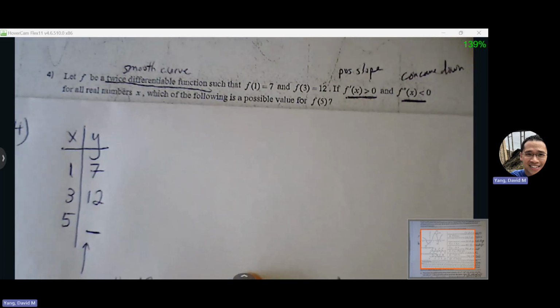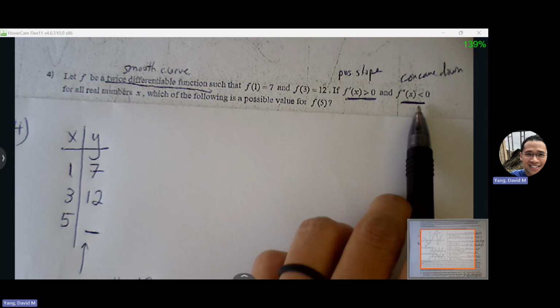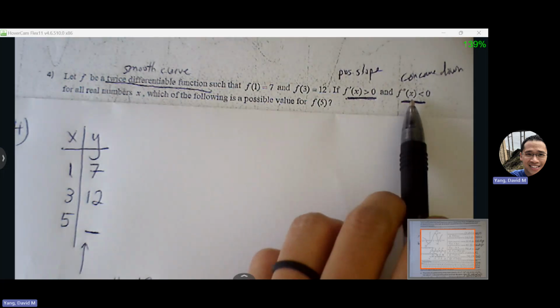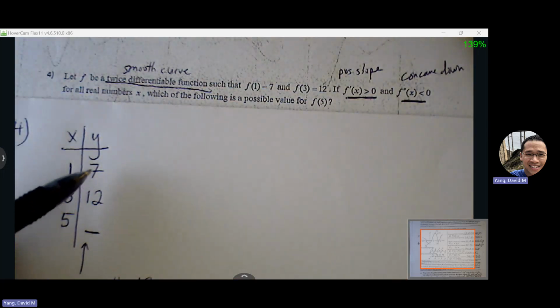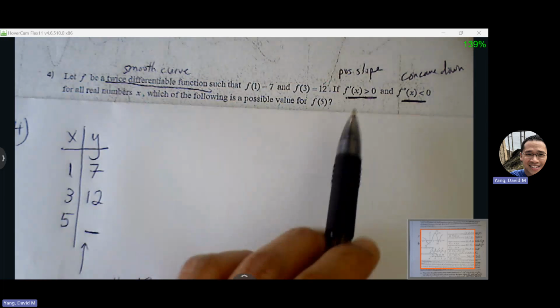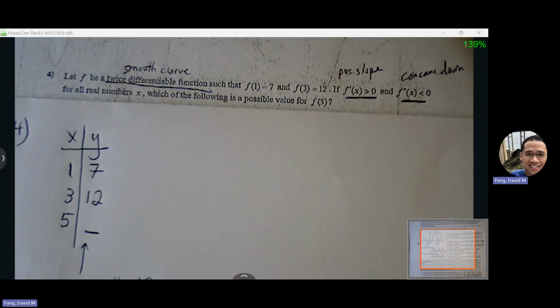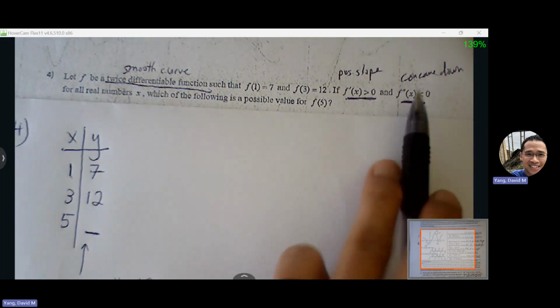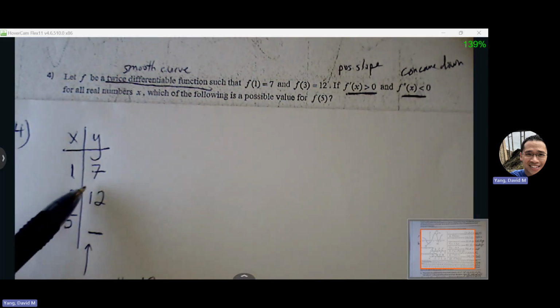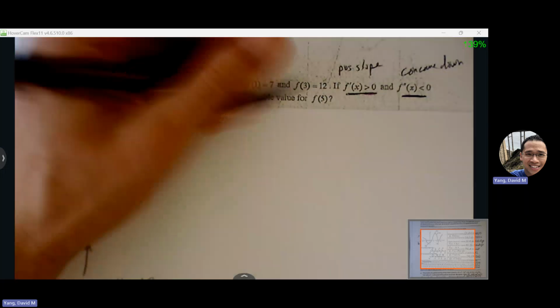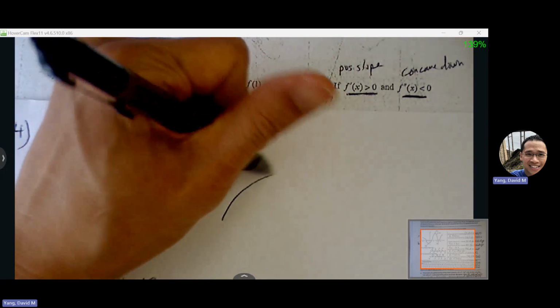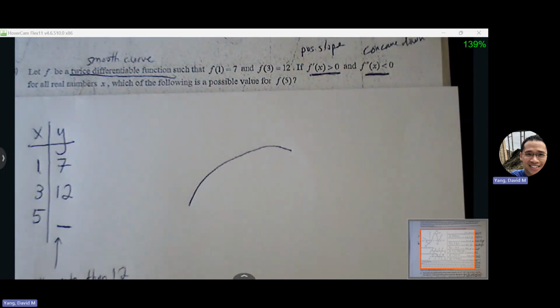But then at the same time, we know that the graph is concave down. What that means, concave down, is that even though it's a positive slope, the slope is flattening out, right? It's becoming less steep, right? So that's what that means here. If I have a graph that's positive slope and concave down, the graph will look something like this, right?